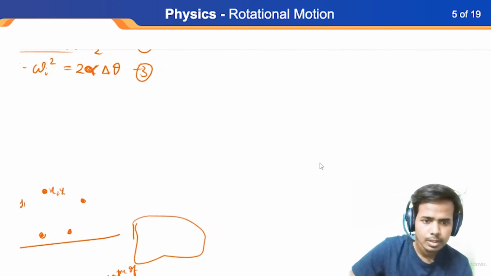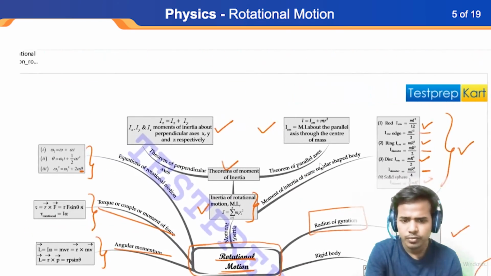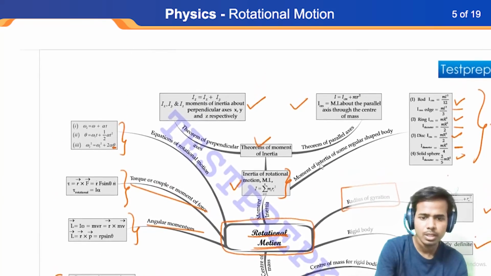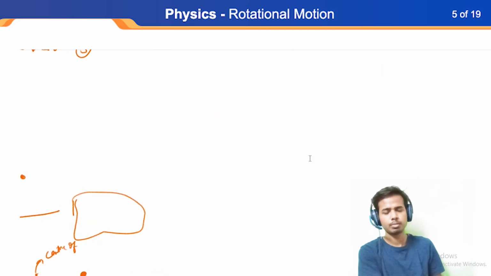I think in the mind map there is one part which has been left out, which is energy related to the rotating bodies. I will deal with it, no problem.